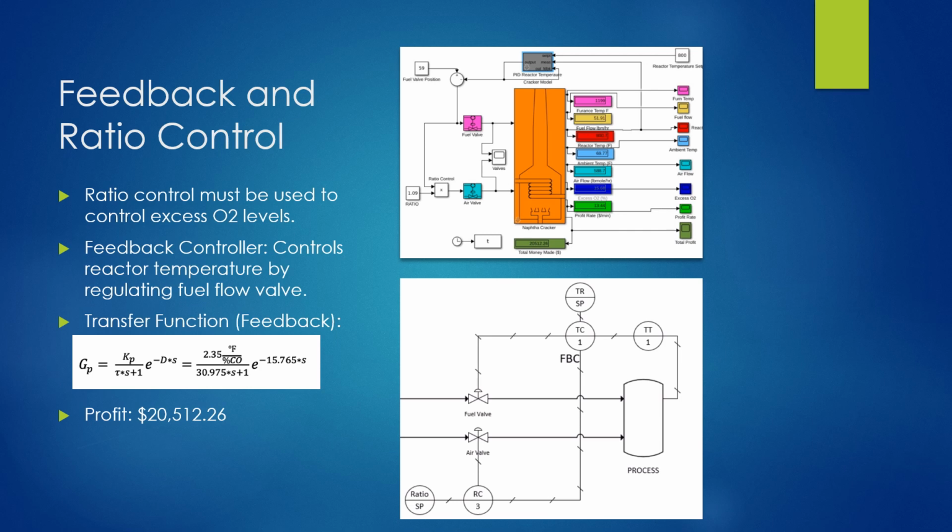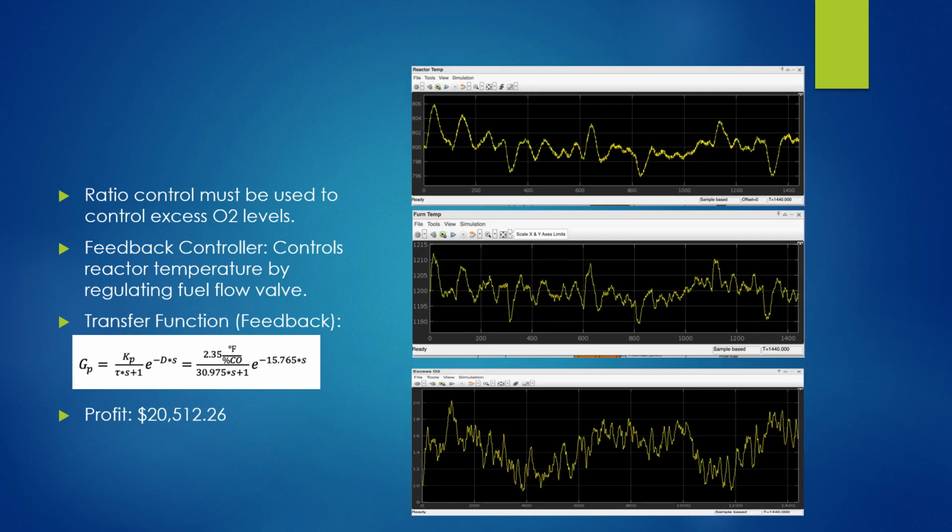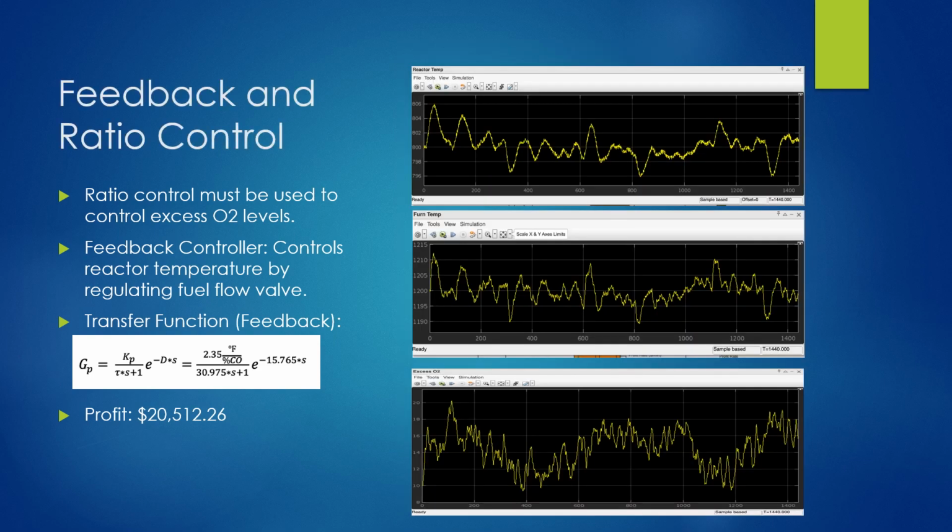In this case, due to safety reasons, we had to cut profit. As we can see here, after implementing the feedback and ratio controllers, the reactor and furnace temperatures would be controlled as we wanted, and the oxygen would stay above 9%, although it would oscillate widely.